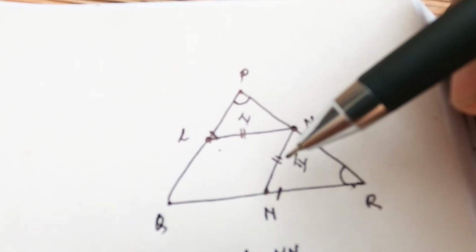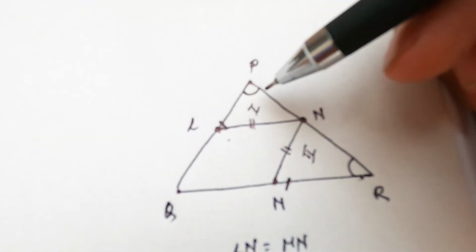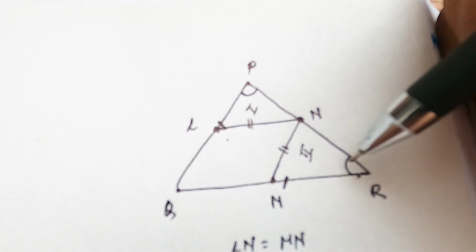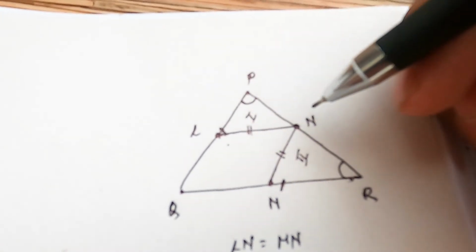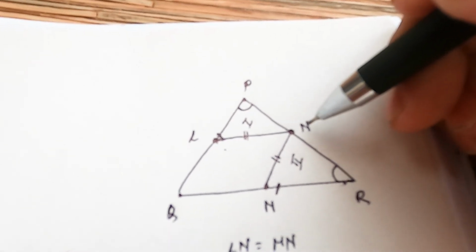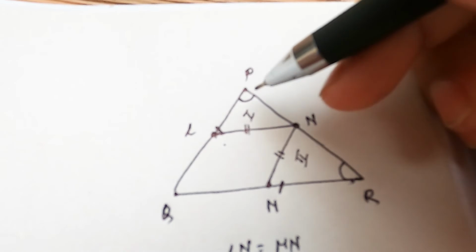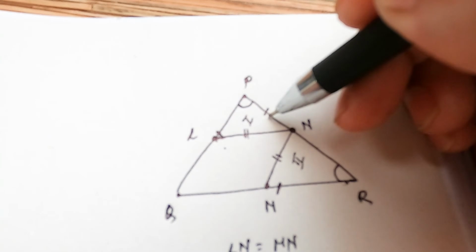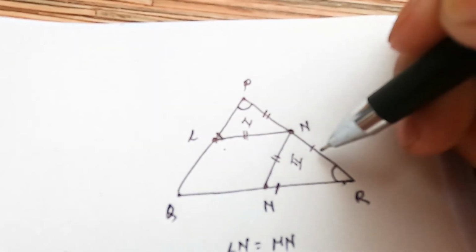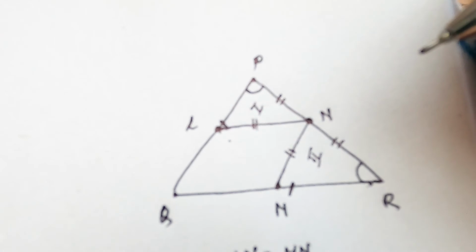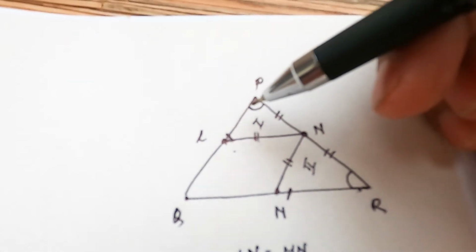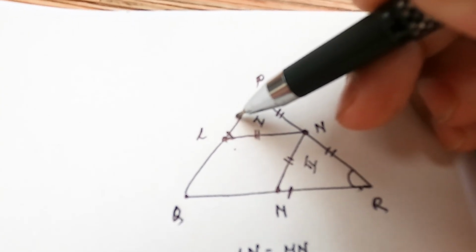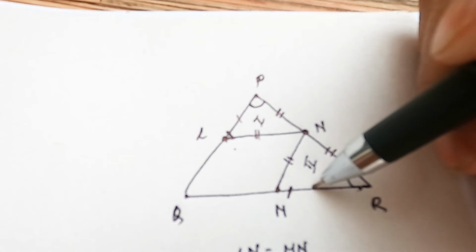Now in the first condition we know that angle P is equal to angle R. That will be the first condition. Also the second condition is that since N is the midpoint of PR, we can say that PN is equal to NR. What we need to do is prove just one more side: PL is equal to MR.